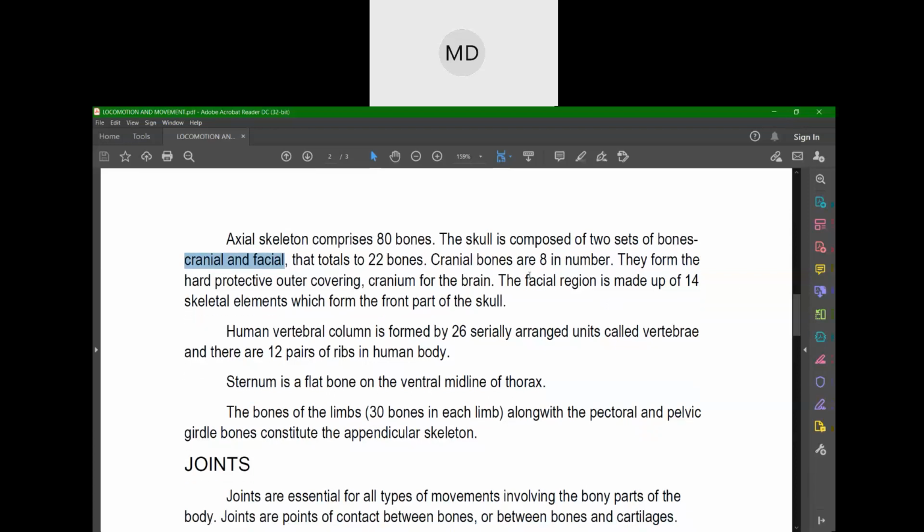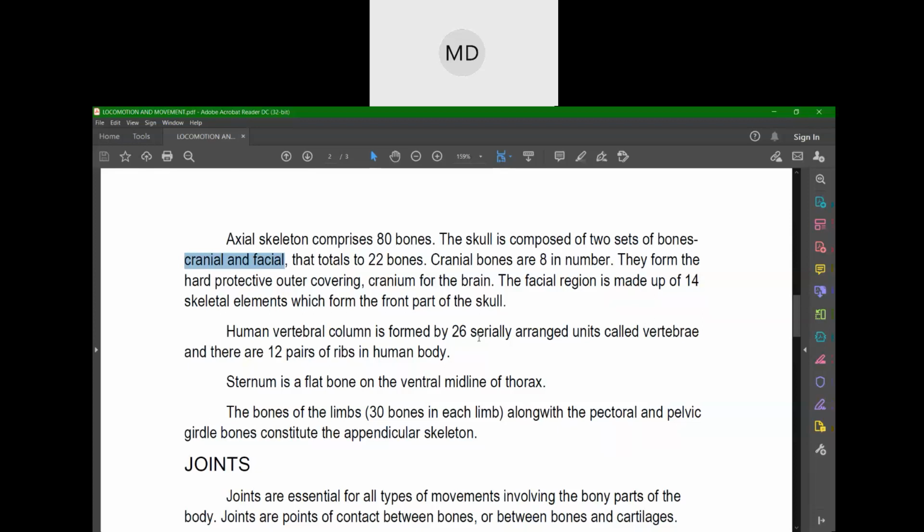Then comes the vertebral column. In the vertebral column, there are serially arranged units of vertebrae. If you touch your backbone, you can see it. There are many small units. Okay, if you are skinny, you can touch your backbone and see there are small units. Those are arranged, and that forms the vertebral column. Those are also bones.